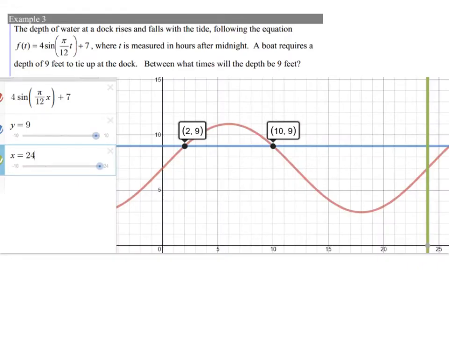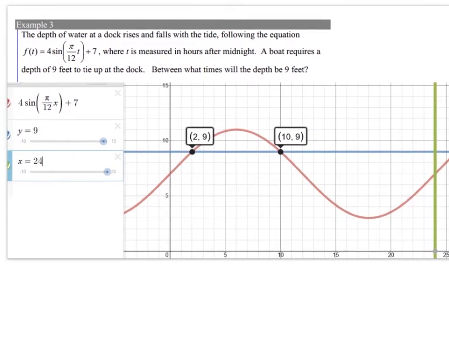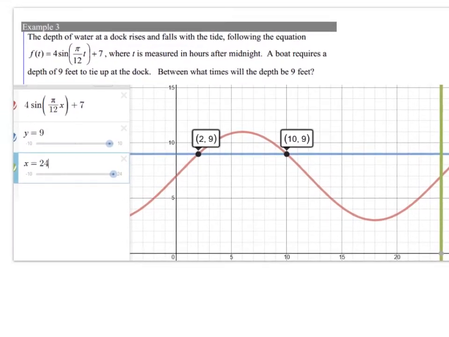Okay, so now we're looking at example 3, and it talks about the depth of water at a dock rising and falling according to the tide. They give us the equation that models it, and we're asking between what times will the depth be 9 feet or greater. So I graphed this earlier, and what I'm seeing is between 2 a.m. and 10 a.m. is when the water is going to be above 9 feet deep.